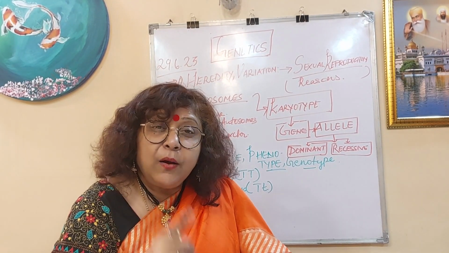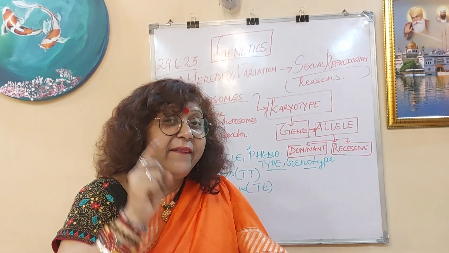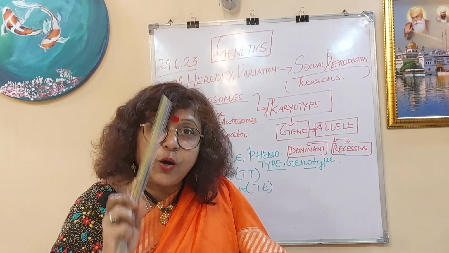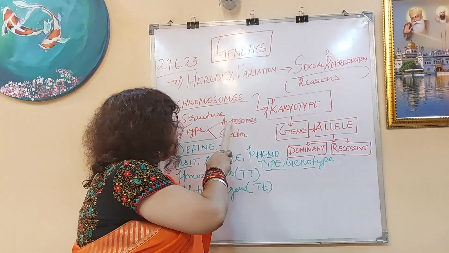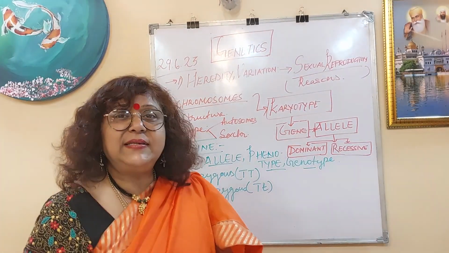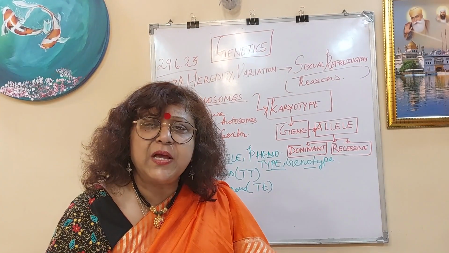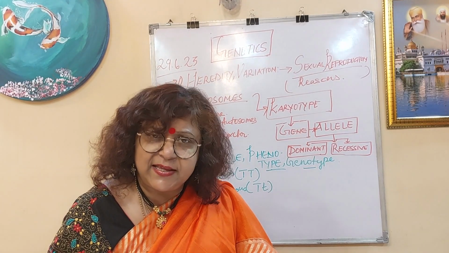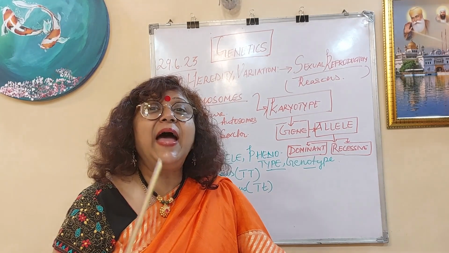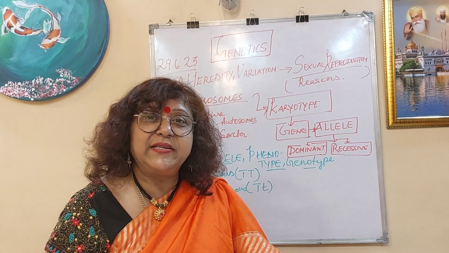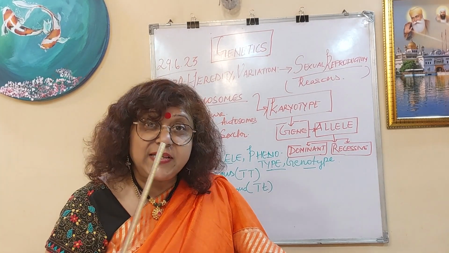Now, these chromosomes are of two types for this lesson. They are called autosomes, and the other one is the sex chromosome. For example, the number of chromosomes is constant for a species. Like man, who is called Homo sapiens, has 23 pairs, meaning 46 chromosomes.